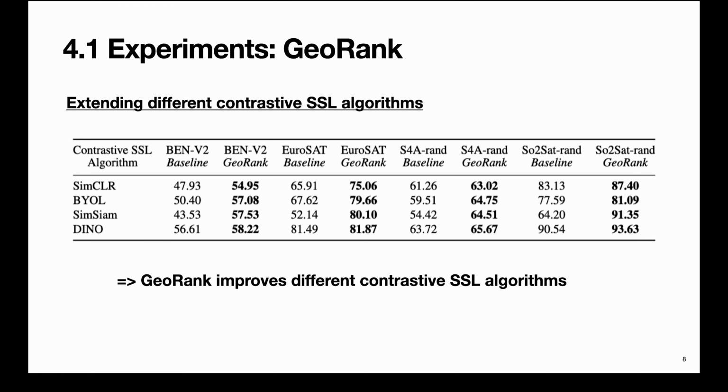Next, we test whether GeoRank generalizes beyond WACV2. We plug it into SimCLR, BYOL, SimSiam, and DINO and observe consistent improvements across all methods and datasets. Notably, weaker baselines like SimSiam benefit the most, while even strong methods such as DINO still show measurable gains, indicating that GeoRank is agnostic to the underlying contrastive backbone.